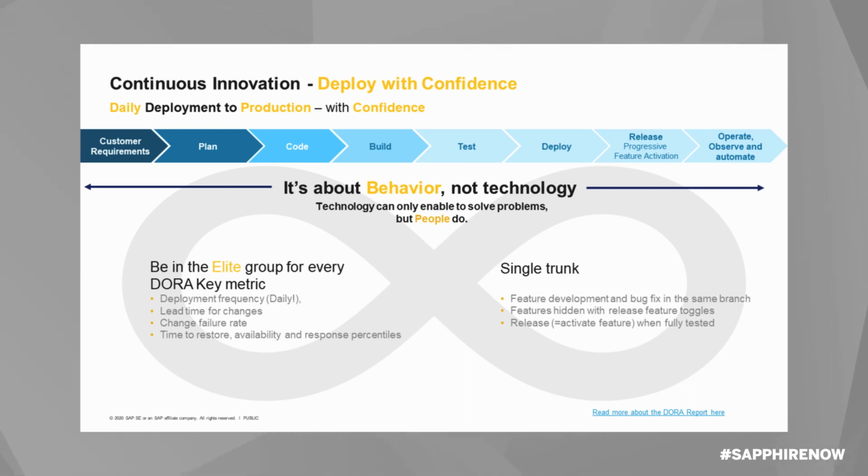The idea behind it is a single trunk. A single trunk means that feature development and bug fixes, whatever we deliver to you in production, comes on the same branch daily. And features do not need to be visible. They can be hidden via feature toggles. And releasing, which means activating those toggles, only happens when fully tested.